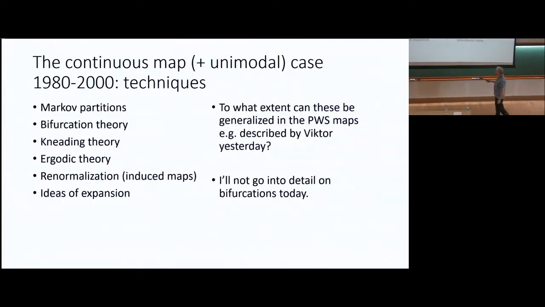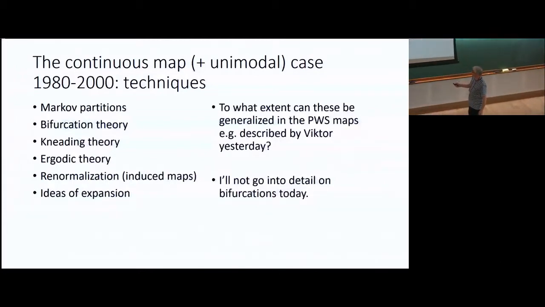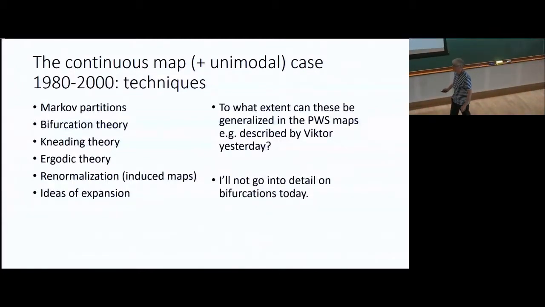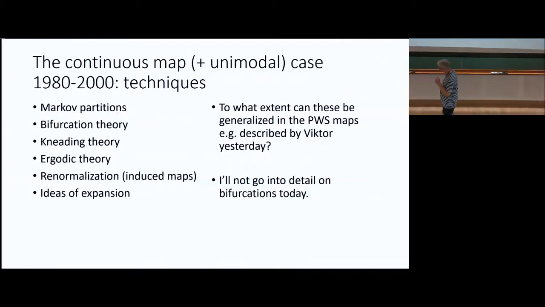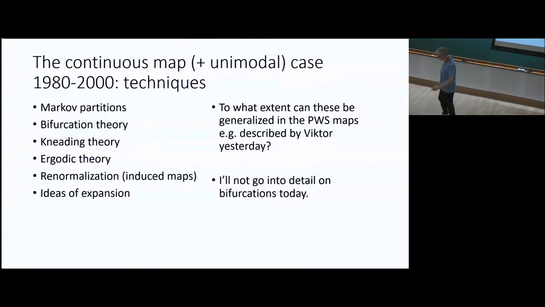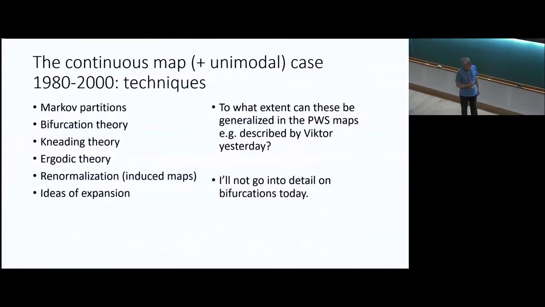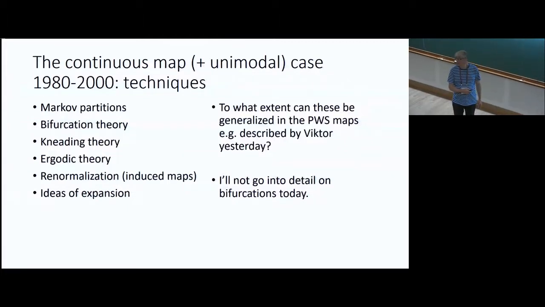And one thing that's worth saying about techniques is that things like Markov partitions, bifurcation theory, ergodic theory, renormalization, and ideas of expansion all carry over relatively straightforwardly to higher dimension. Okay? So all these ideas, except kneading theory, have very simple extensions. Well, simple. They're more complicated, but they can all be extended to higher dimensions. The tricky one is kneading theory, and as we'll see, quite a lot of what one can do that's really powerful in one dimension comes through kneading theory. And as I've already said, bifurcation theory has very special features in the smooth case, which aren't present in the non-smooth case, or the piecewise smooth case. So these two have trouble.